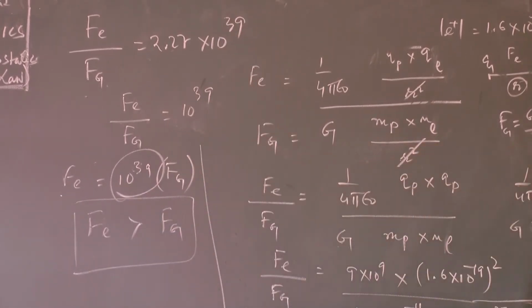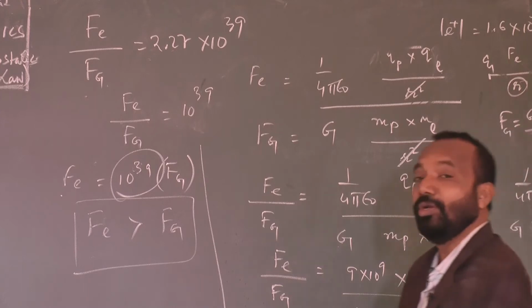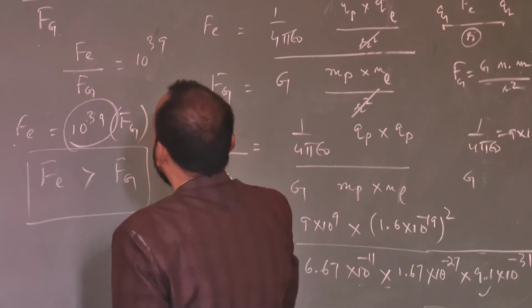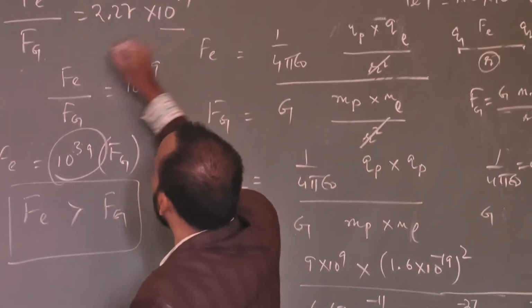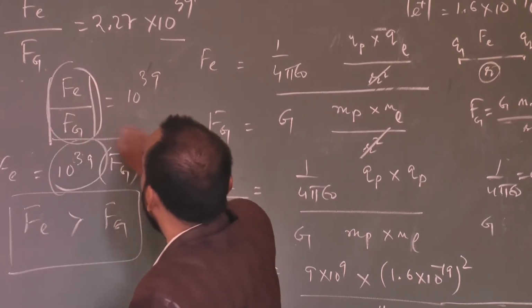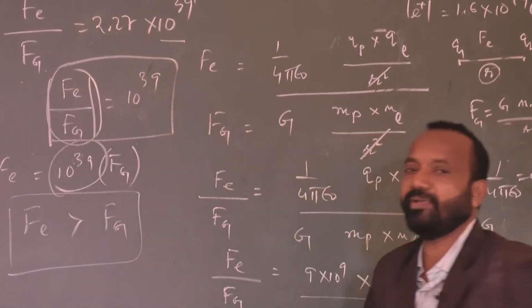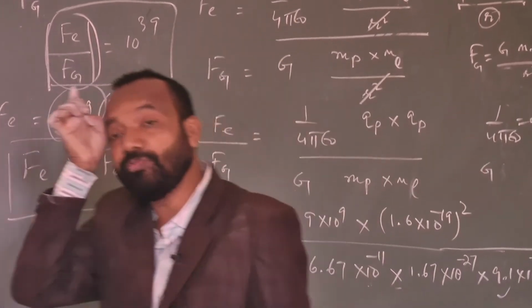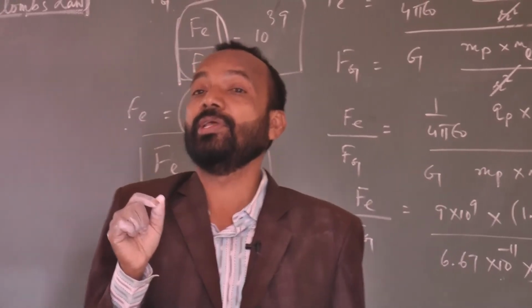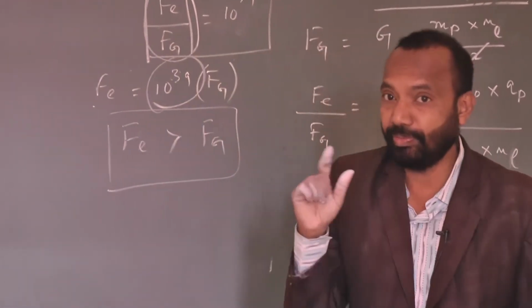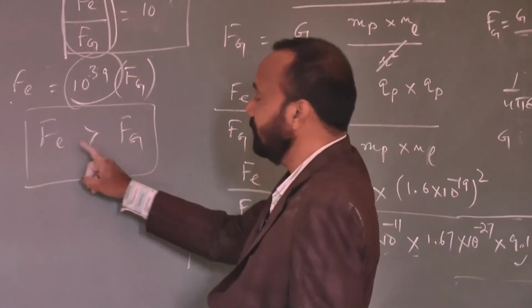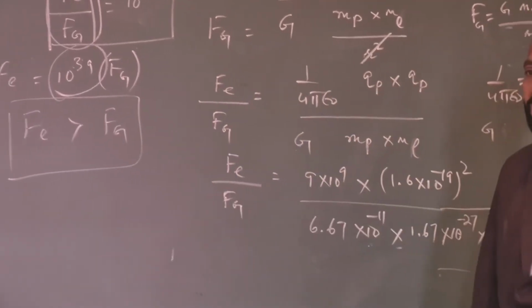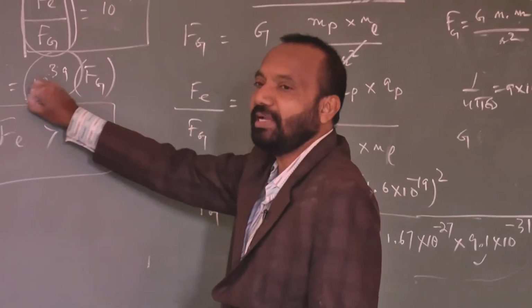Previously what I got? 1.24 in case of 2 protons. If it is 1 proton and 1 electron, then I am getting this one. Again the order of magnitude of Fe by Fg is 10 to the power 39. So the ratio between the electrostatic force and the gravitational force is of the order of magnitude 10 to the power 39, and electric force is always greater than the gravitational force, 10 to the power 39 times.